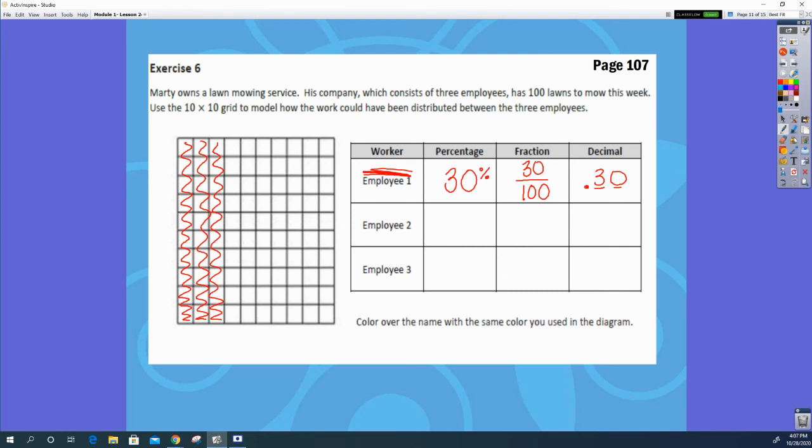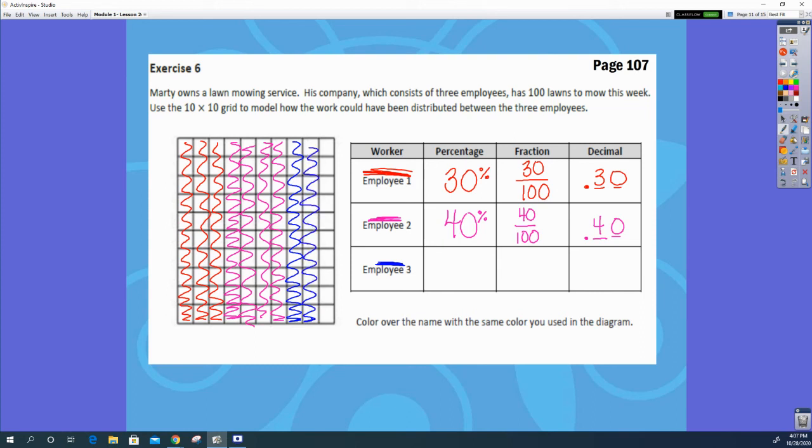Okay, so if I was trying to be somewhat fair amongst all this, I could say, hey, employee number 2, I'm going to give you 1, 2, 3, that's 30%. Let's give you 40%. Okay, so employee 2, I'm going to give you 40% out of the 100. Tenths, hundredths, there's my 40%. And you were pink. And then employee 3, you're going to be blue. And I'm going to give you the last 30% of my grid.